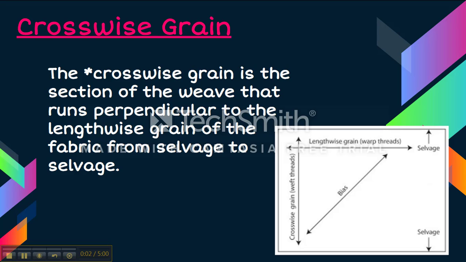The crosswise grain is the section of weave on fabric that runs perpendicular to the lengthwise grain of the fabric, from selvage to selvage. So again, we know the lengthwise grain is parallel to the selvage, so the crosswise grain is going to be running the opposite direction.